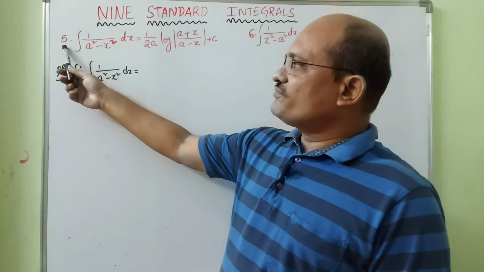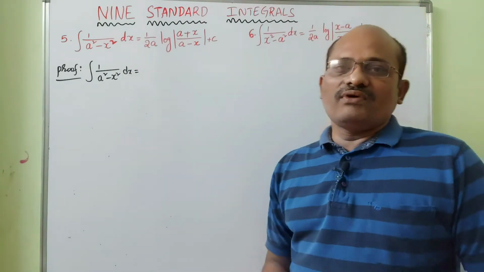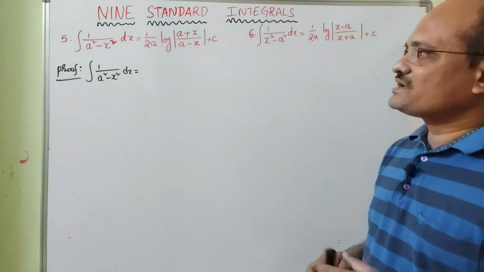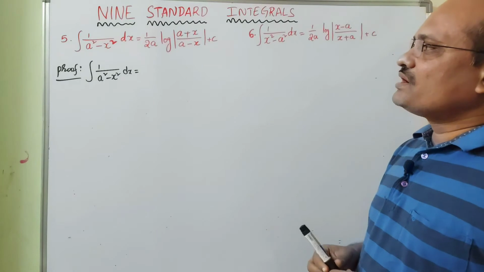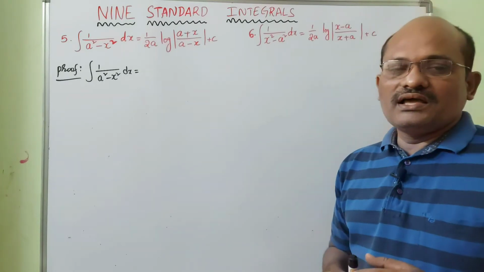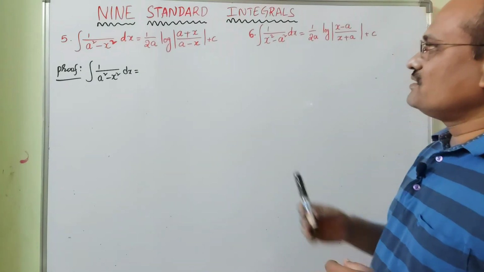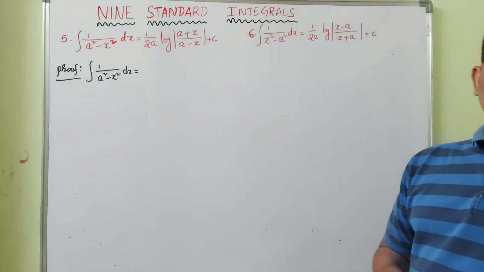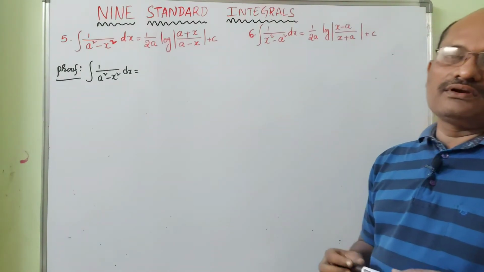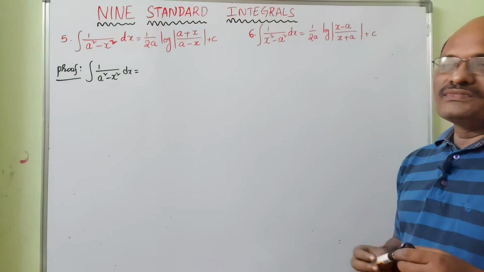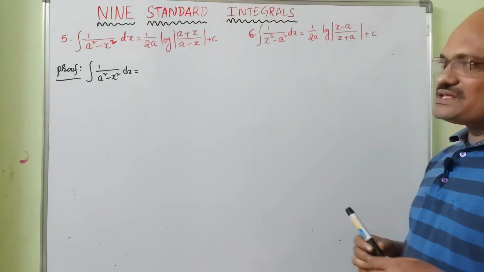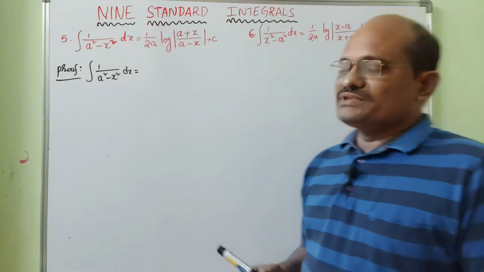So formula number 5. Integral of 1 by a square minus x square dx is equal to 1 by 2a log mod a plus x by a minus x plus c. Sixth one. Integral of 1 by x square minus a square dx equals 1 by 2a log mod x minus a by x plus a plus c. Now I am going to give proofs of these two.